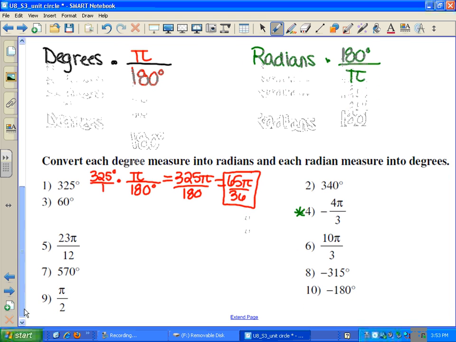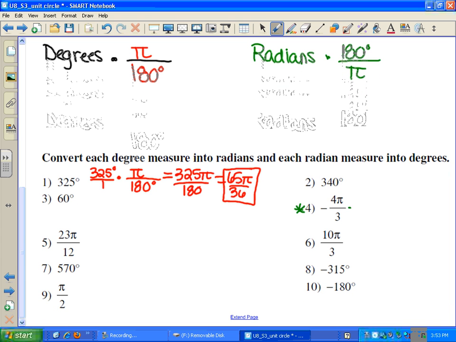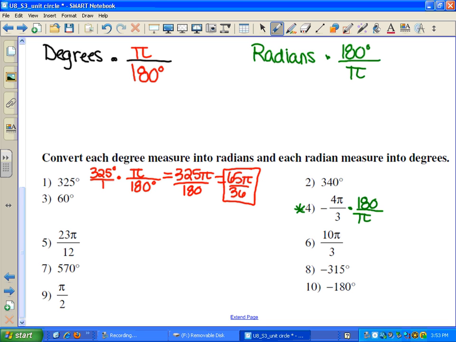So for negative 4 pi over 3, since pi is on top and I want it to cancel, I'm going to put pi on the bottom and 180 on top. Since I have a pi on the top and the bottom, they cancel out. And I can go ahead and take negative 4 times 180, which would be negative 720. And then I'm going to divide that by 3 times 1 is 3. Well, negative 720 divided by 3 is negative 240 degrees.